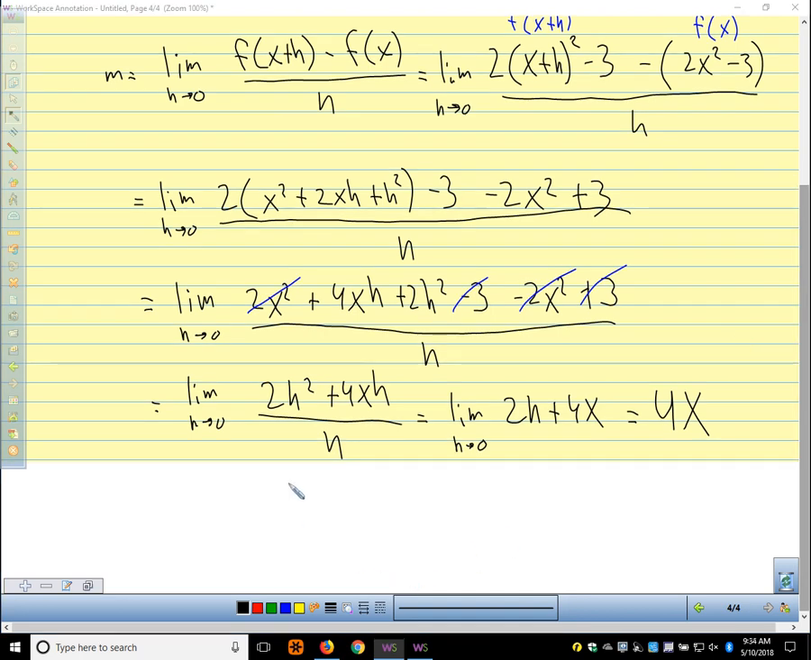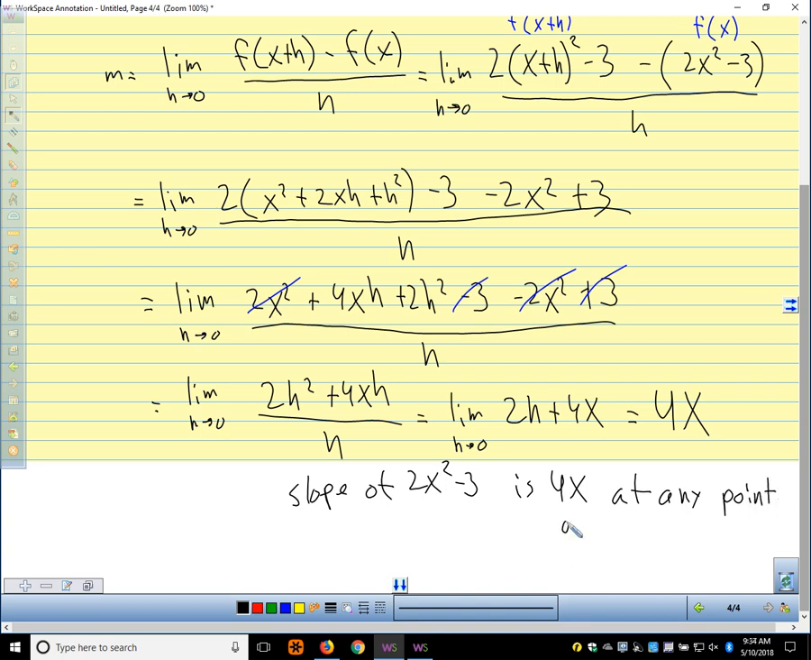So this tells us the slope of 2x squared minus 3 is 4x at any point on the graph. So I can plug in x to that function and I get the slope.